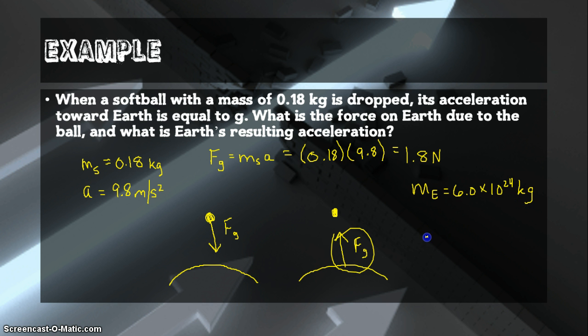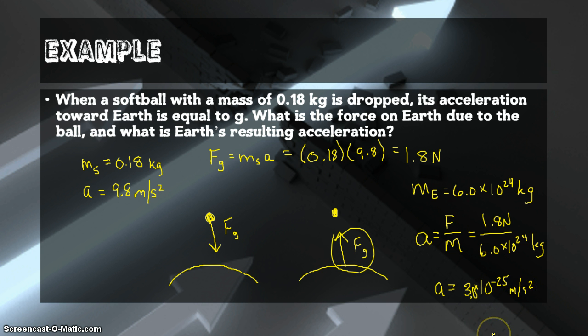So if we look at acceleration, we know that it's the net force over the mass of the object. The force exerted on Earth by the ball is 1.8 newtons. The mass of the Earth is 6.0 times 10 to the 24th kilograms. If we divide those two numbers, the acceleration of Earth is going to be 3 times 10 to the negative 25th meters per second squared. I guess 3.0 to keep our sig figs straight there, which is a very small acceleration.